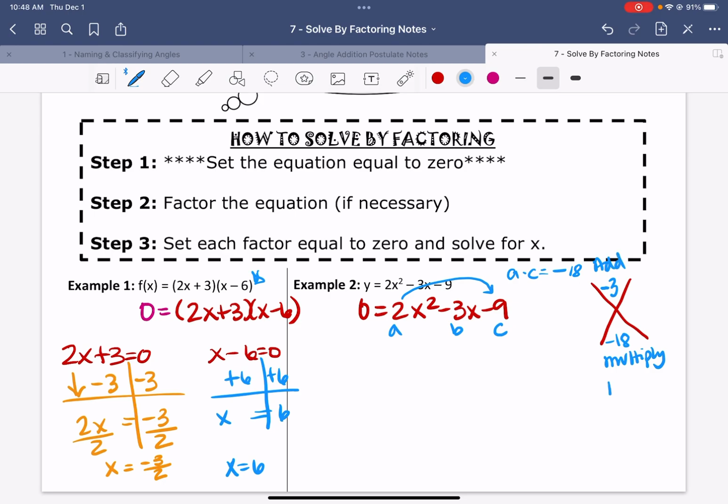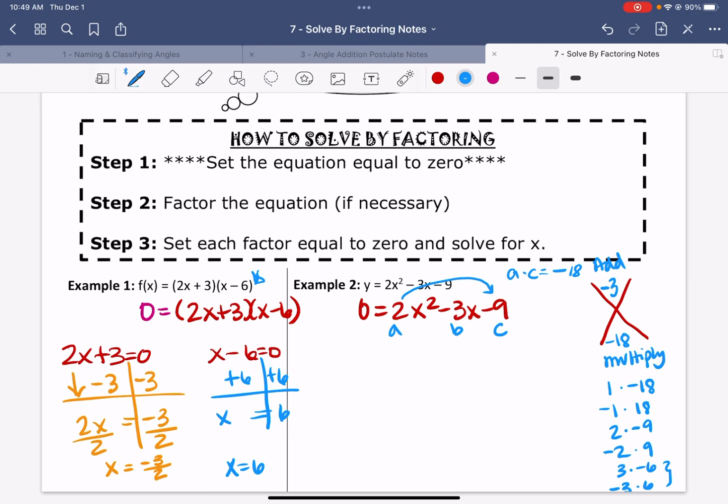So we know we got 1 times negative 18 and negative 1 times positive 18. What about 2? We can do 2 times negative 9, or negative 2 times positive 9. 3? 3 times negative 6, or negative 3 times positive 6. 4 would be a decimal. 5 would be a decimal. 6. 6 works, but we already have it. It's right here. So we can stop. As soon as you start repeating, you can stop.